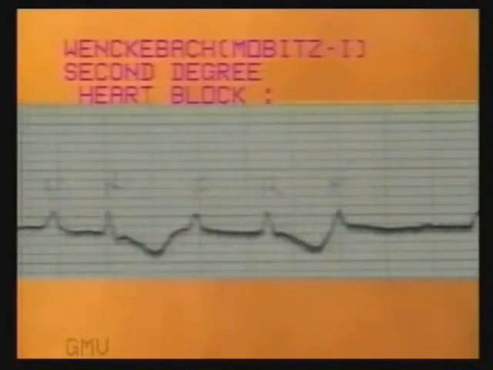Note this strip. The first PR interval is 6 millimeters, the second PR interval is 8 millimeters, and the third beat is dropped. This is Wenckebach phenomenon.